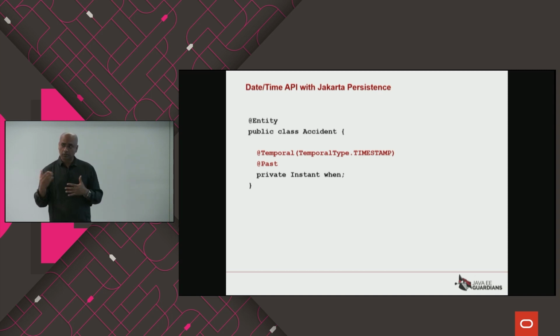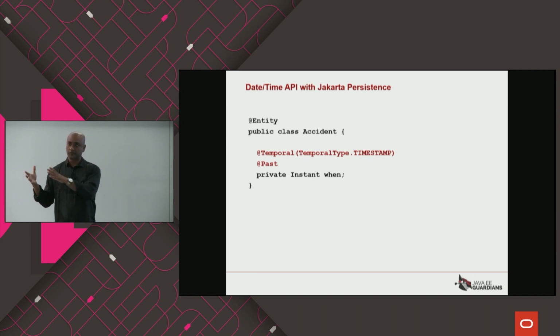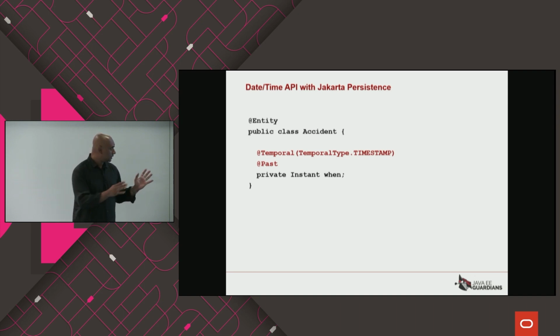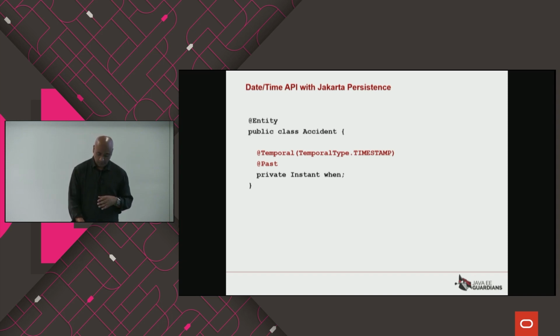Bean Validation is another one of those APIs that were adapted to the date-time API. So the @Past annotation will not only recognize the old java.util style Date, it will also recognize all of the Java SE date-time API types as well, just like I have an example here.